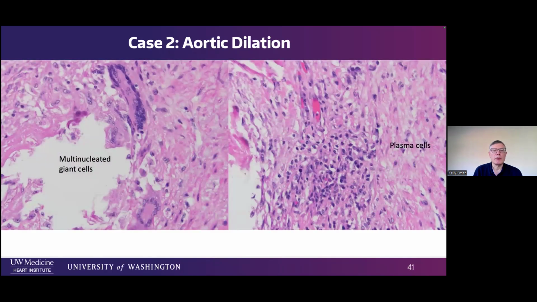Then just a higher power view of some of the giant cells that are present here. And there was some question about whether this might be some IgG4-related disease as well. There were a few plasma cells present, but they were just a minor population, and there was no pathologic evidence of an IgG4-related disease.